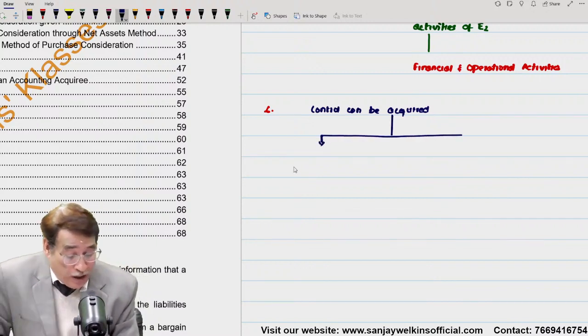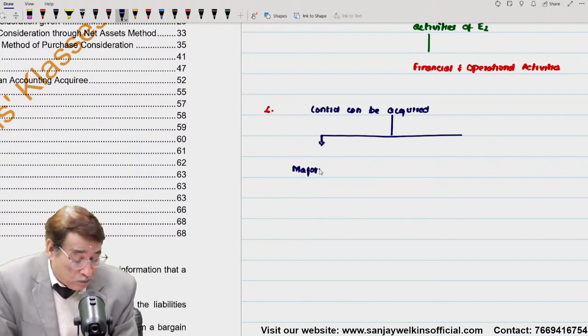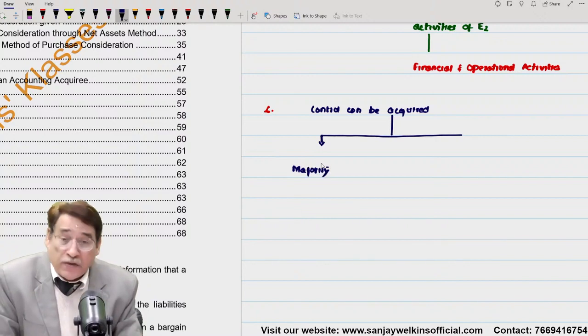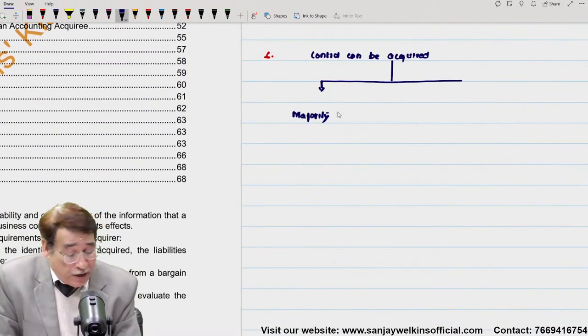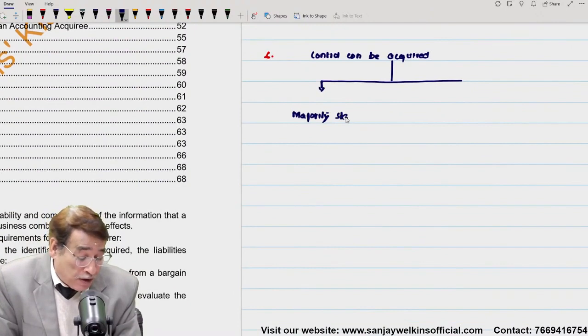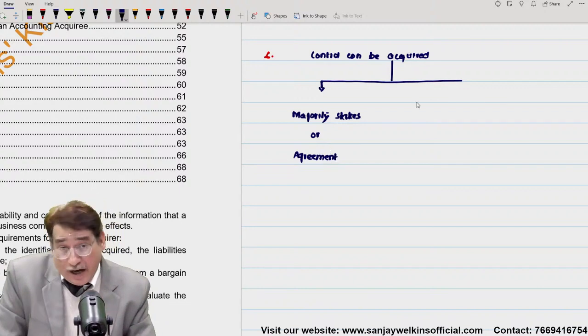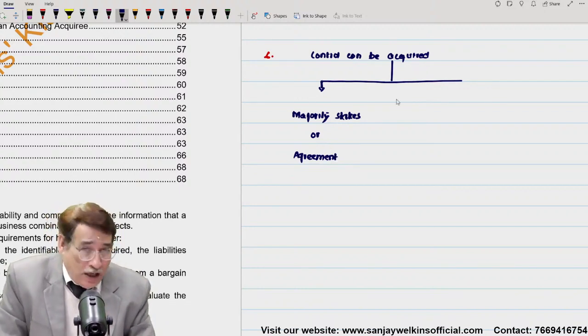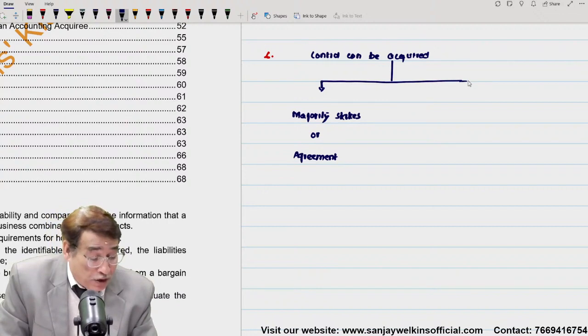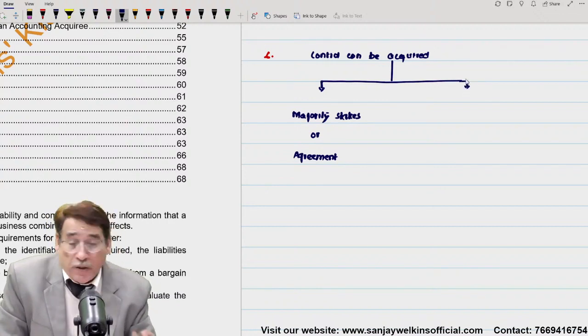We have already seen that control can be acquired either through majority stakes. We have already seen that, correct, in the preceding point. If we have the majority stakes, we will have the control. Control can also be acquired through agreement. We have also seen that. Control can also be acquired in another manner, and I will let you know about that in a short while. But before that, let me explain one important point.